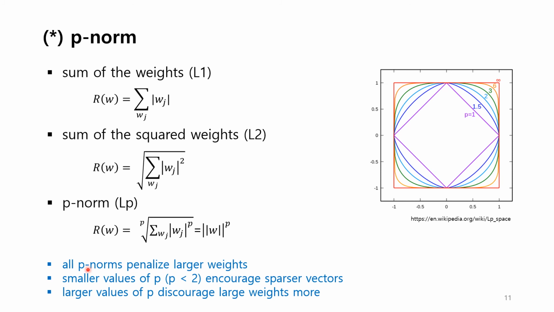Anyway, if p becomes higher, it gives more penalty to large weights. But on the other hand, if the p value is small, like p equals 1, it actually generates very sparse parameters. And large values of p actually discourage large weights. So if the p value is very high, it gives a very big penalty to large weights.